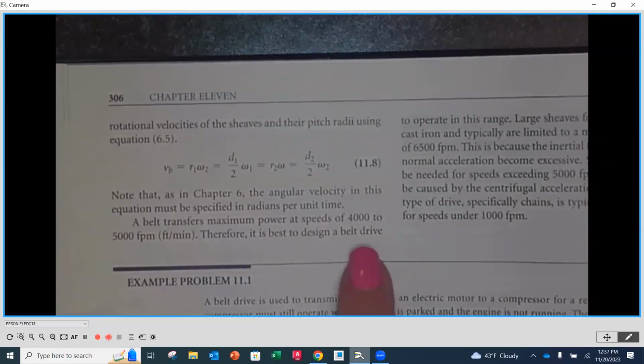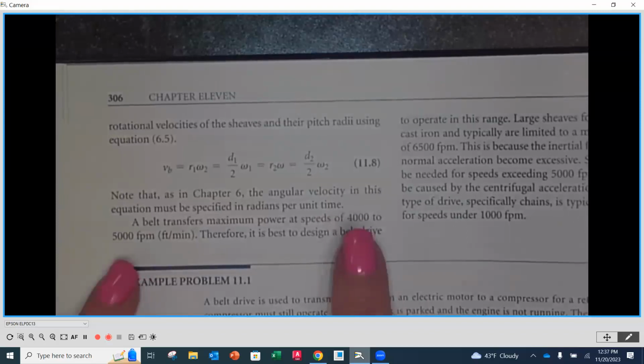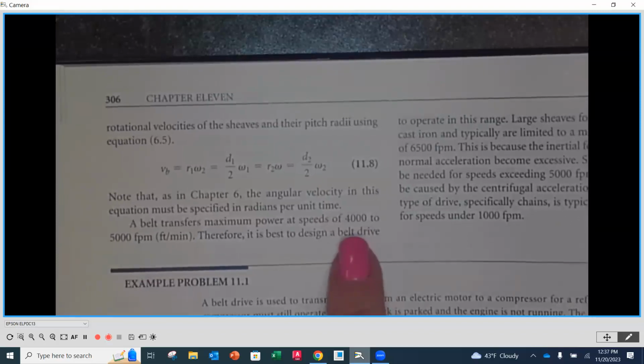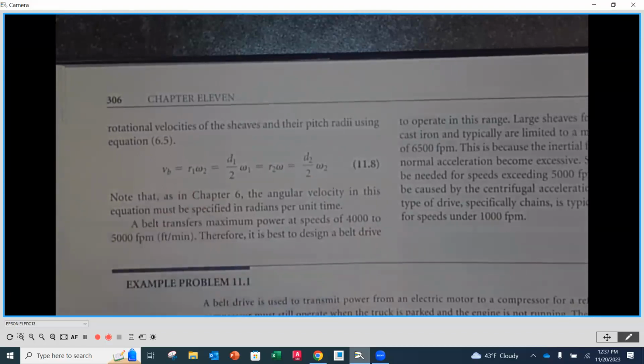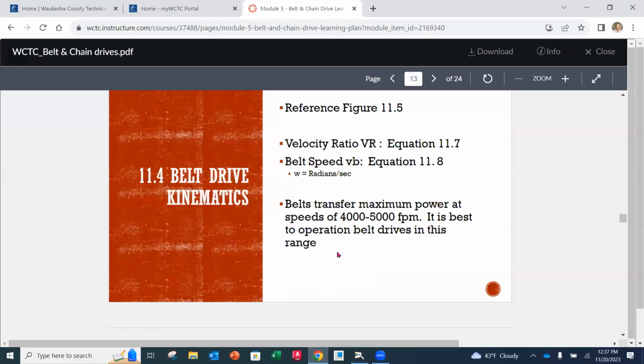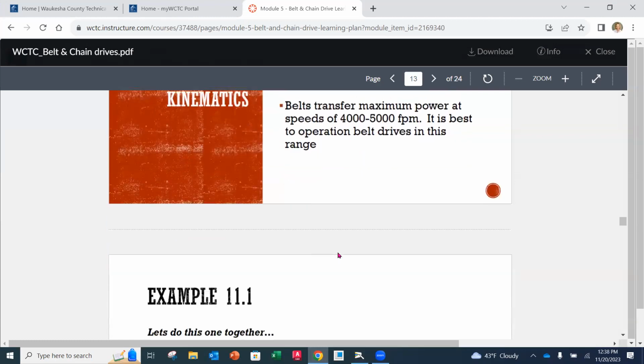And then here is where they mention the maximum power transfer happens between 4,000 and 5,000 feet per minute pitch line speed. So you want to always check that, because then you can target that range and know that you've got a good range for your speed, and it's not going to be too fast or too slow.